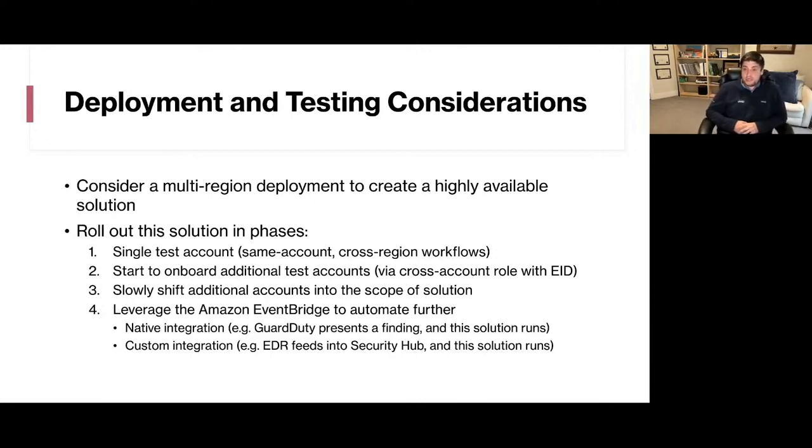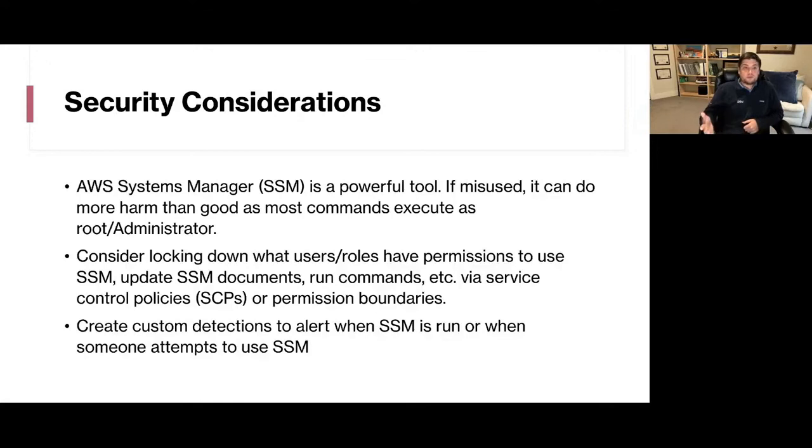And then when you begin to get comfortable with this, right, you have all of your workflow worked out, then begin to productionize the solution. So maybe start to onboard additional low priority production accounts. And then once you get super mature, you can start to leverage the Amazon EventBridge, like I had mentioned in the earlier document, to leverage native integrations and custom integrations to trigger this workflow. So you can become that much more automated of a solution. So that was with deployment and testing considerations.